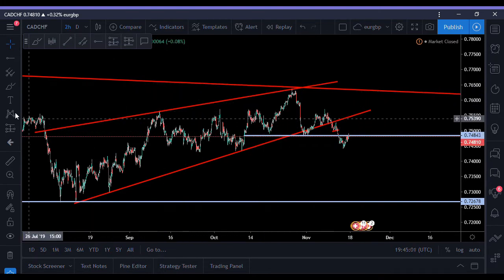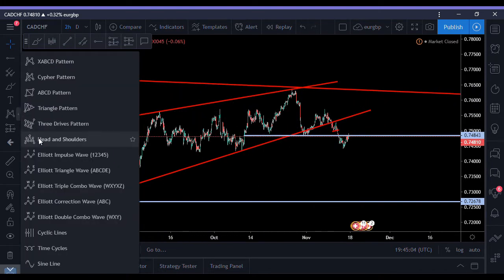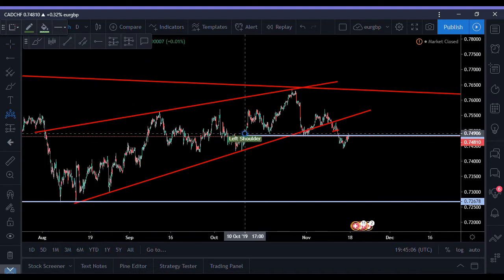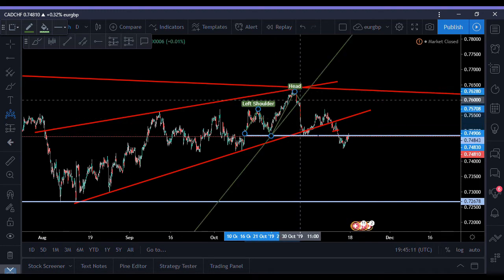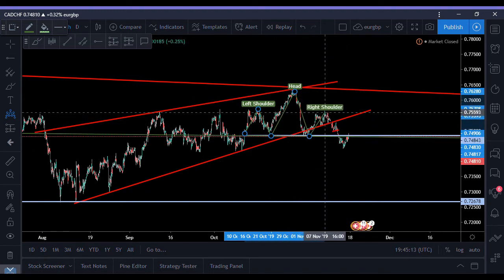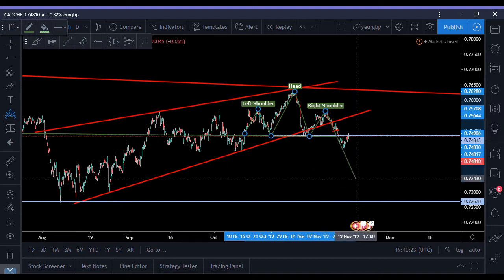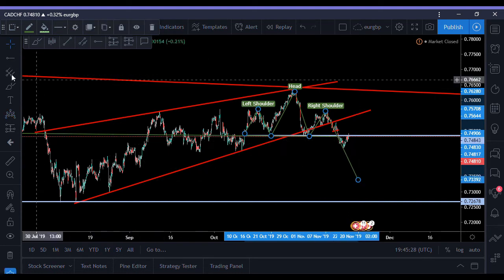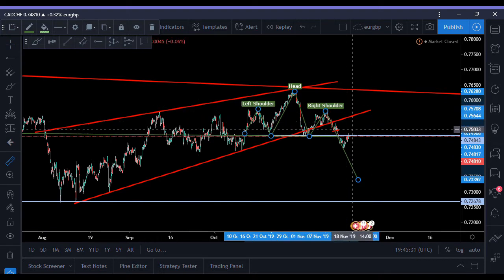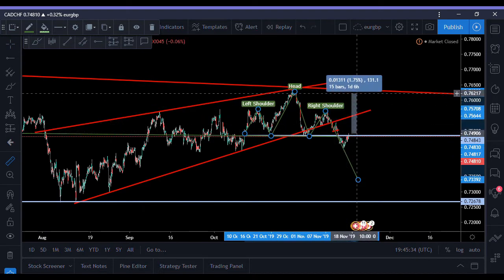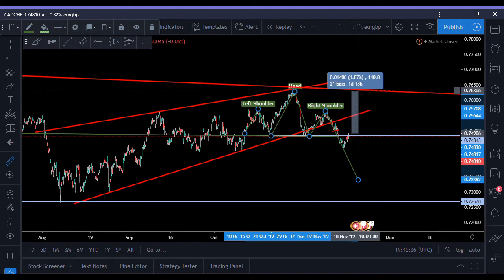If you can see, let me just check this pattern. With the left shoulder and neckline, head, neckline as well, right shoulder, this is where the head and shoulder starts. From the neckline, we can actually take our trade going on to our target, which will be somewhere here. You just take a ruler, then measure from here to the head. That's something like 1.87.